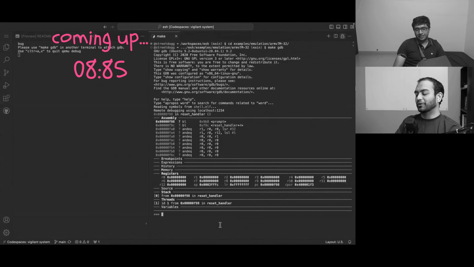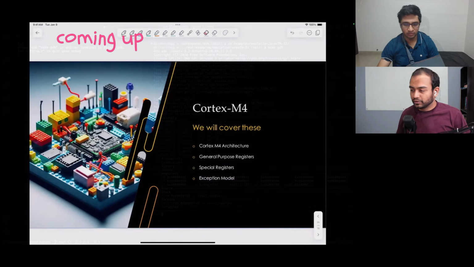CPU program status register. So basically PSR has been marked as CPSR. Oh, it's just the PSR, not the APSR. Yeah. What are we going to look at now?